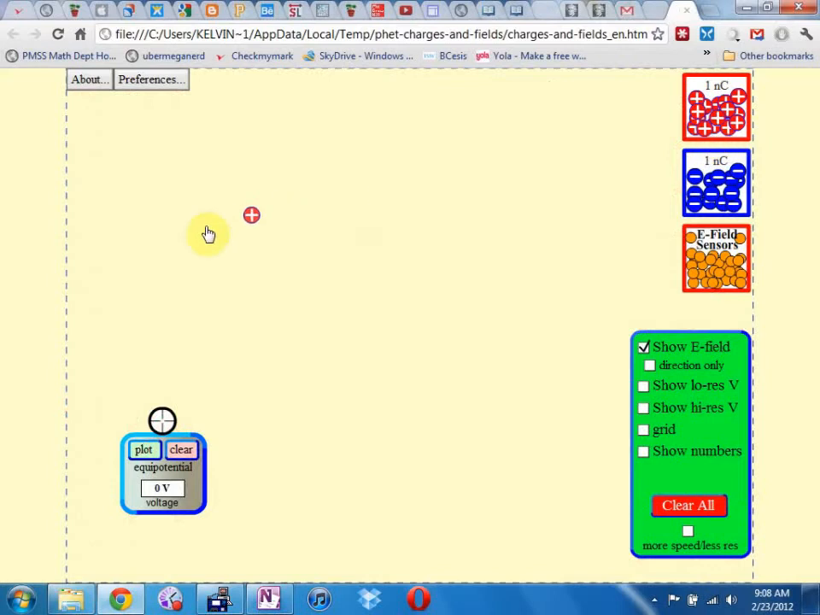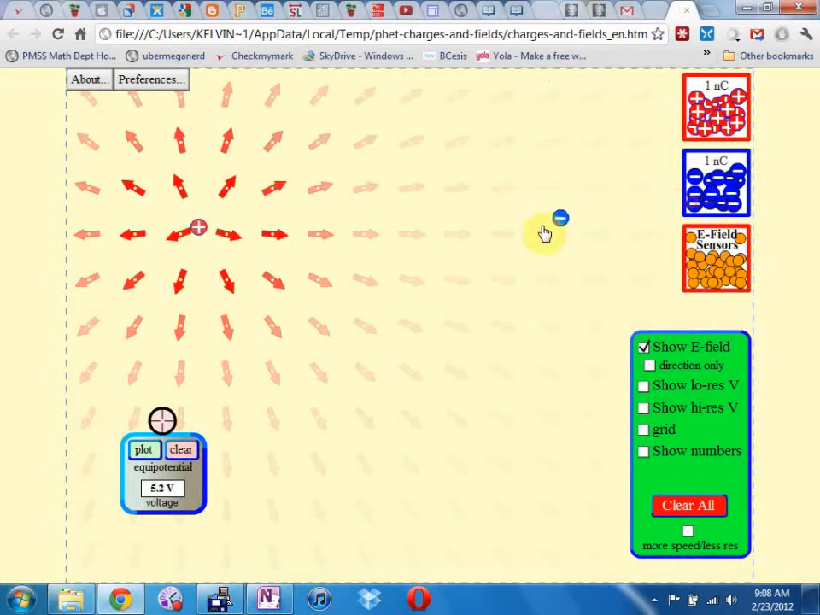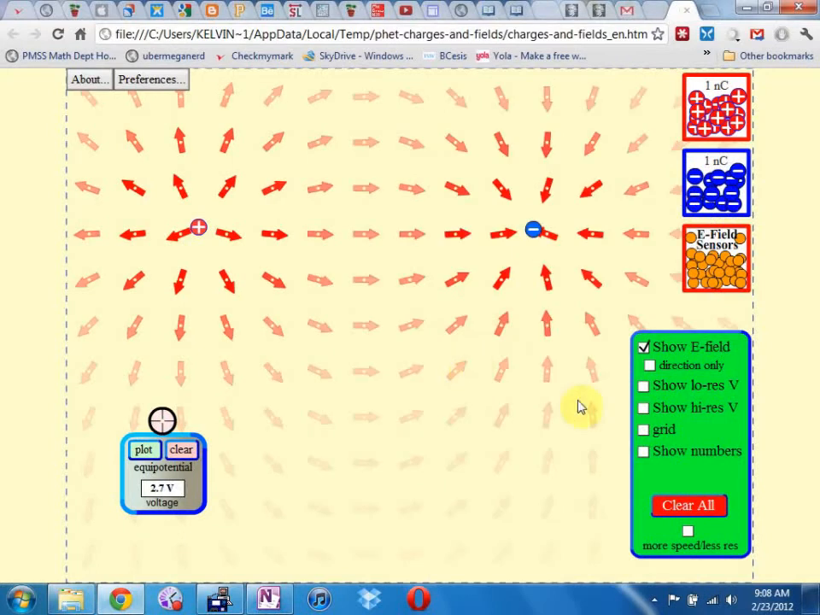What about a positive charge? Okay, what do unlike charges do? They attract. So let's look at the electric field here. It's always pointing to the right because the positive is repelling and the negative is attracting.